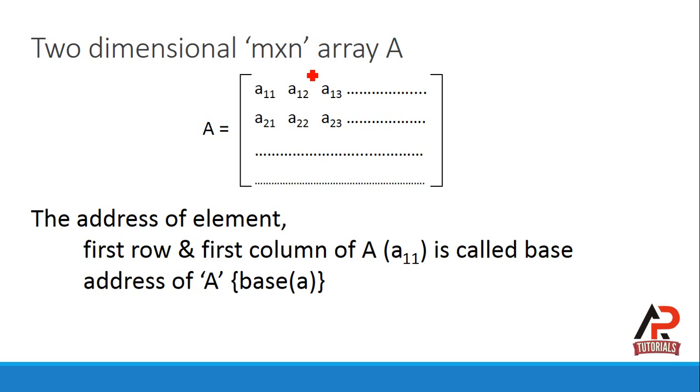If you know the size of the matrix, m cross n, you can directly search through the row and column to find where the element is. But if you have an m cross n array, then you have to follow the formula.